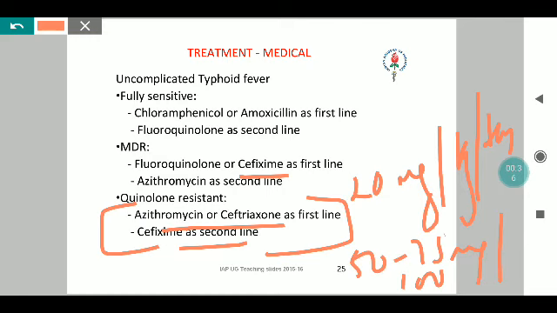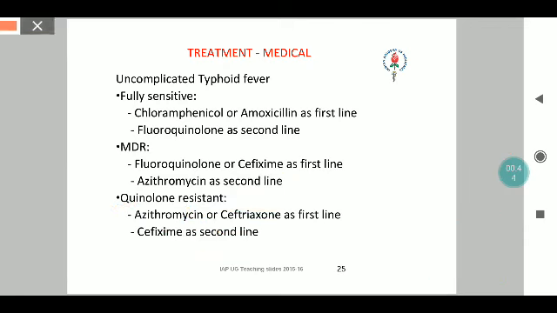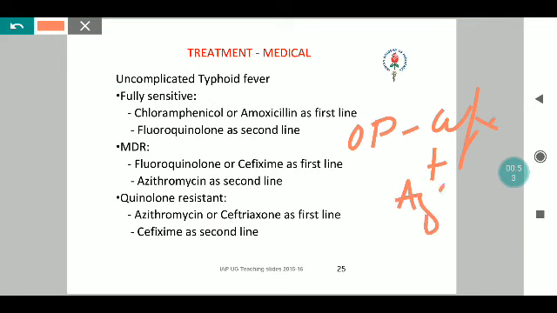Now, the choice of antibiotic here is somewhat individualized. Cefixime is best kept for outpatient. If not responding to cefixime, generally you can go for azithromycin and ceftriaxone as a first line for inpatient. So, to summarize the choice of antibiotics, as an outpatient, you can go for cefixime plus azithro if not responding. If going on an inpatient, you can go for ceftriaxone and azithro.